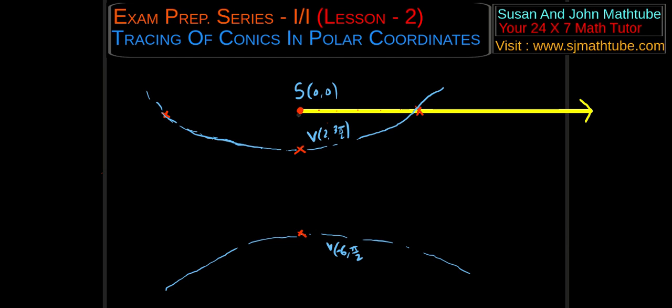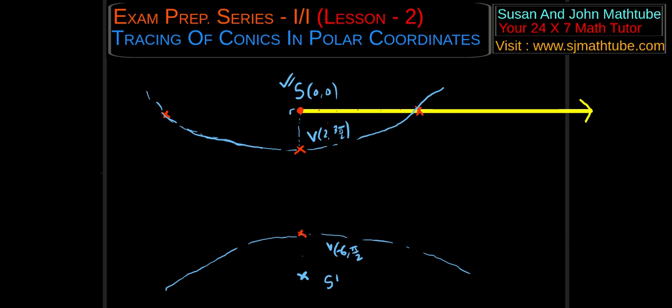Now the next thing, are you able to see the distance between this focus and this vertex? 2 units. So to find the next focus, it is very easy. Go to the next vertex and move 2 units down. So this will be the location of the next focus. Now for the measurement, we have to measure everything from the pole.